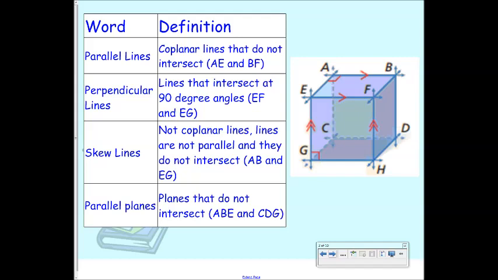How is A related to G? Guillermo? Alternate exterior, because A is outside of the sandwich, but on a different side than G. Can I have an alternate interior to A? No. Why not? It's exterior. I can't call it an interior angle.